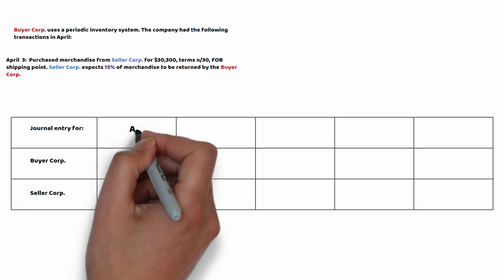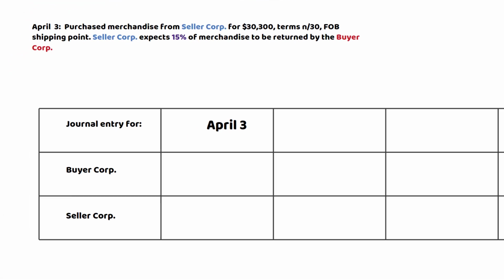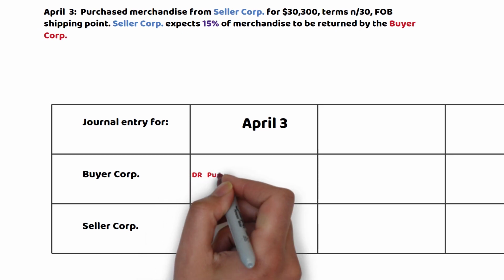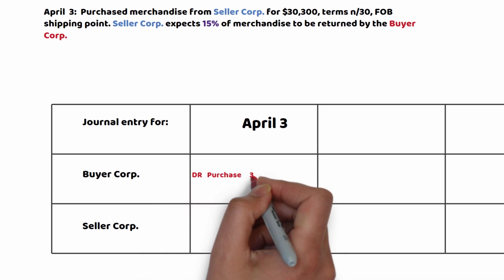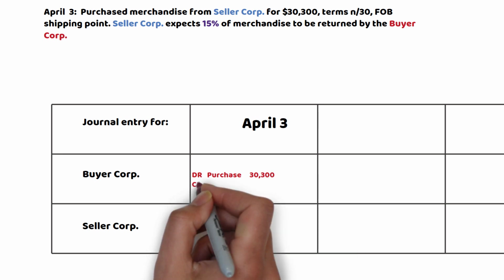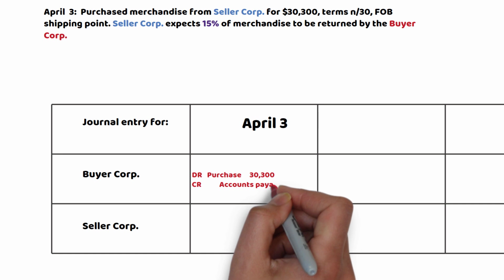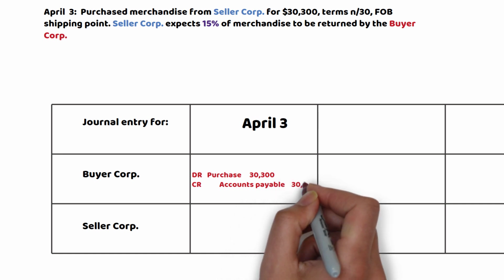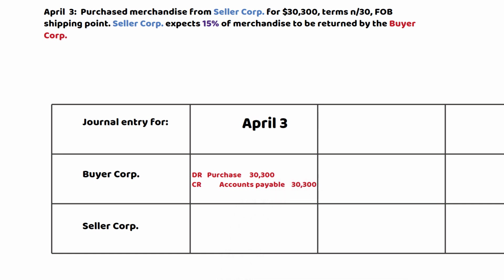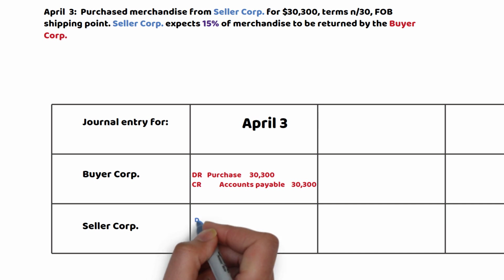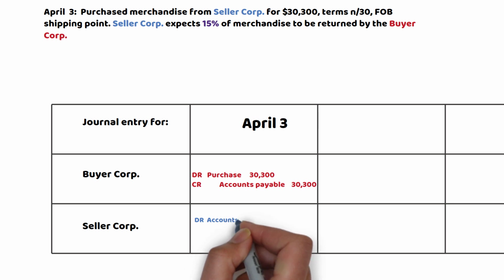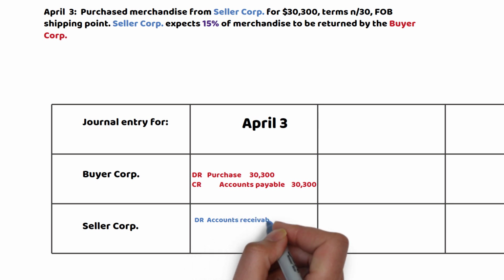So let's see the journal entries for buyer and seller on April 3rd. For the periodic inventory system, you have an account called the purchases account. Whenever the buyer purchases, you debit purchases and credit accounts payable for the amount of $30,300. This is the difference from the perpetual inventory.